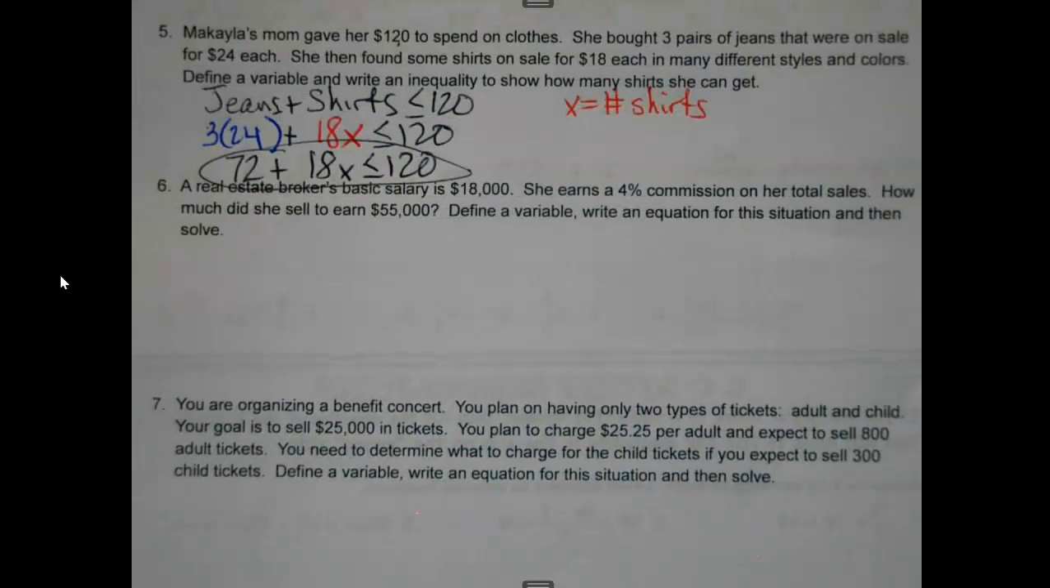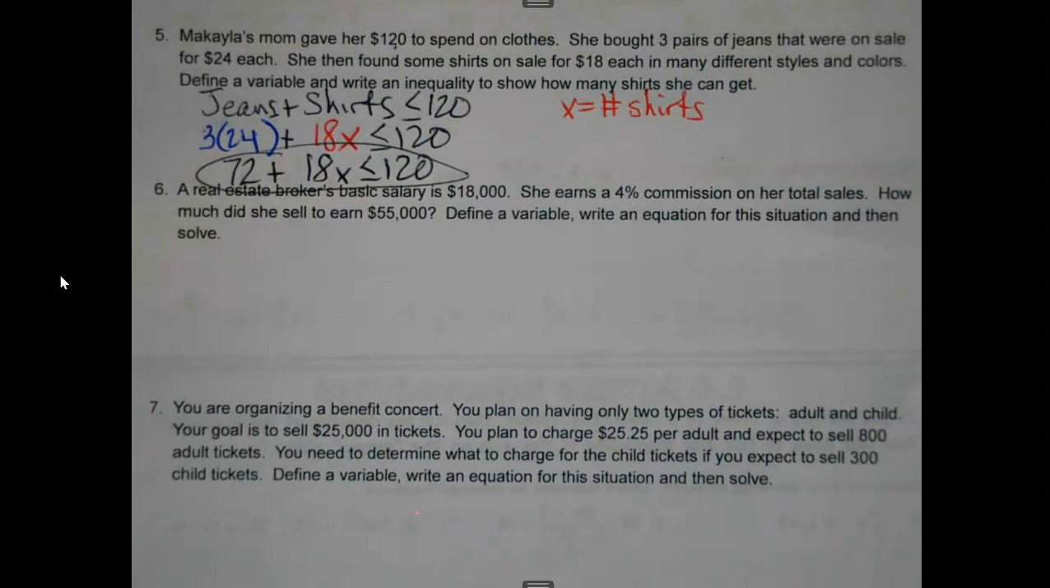Okay. A couple more. Again, we got to be able to play with words too. The English people don't have to play with numbers, but we got to play with words. Not quite sure that's fair, but it is what it is. Okay, a real estate broker's basic salary is $18,000. Ouch. She earns a 4% commission on sales. How much did she sell to earn $55,000? To find a variable, write an equation. Oh, we got to solve this time.